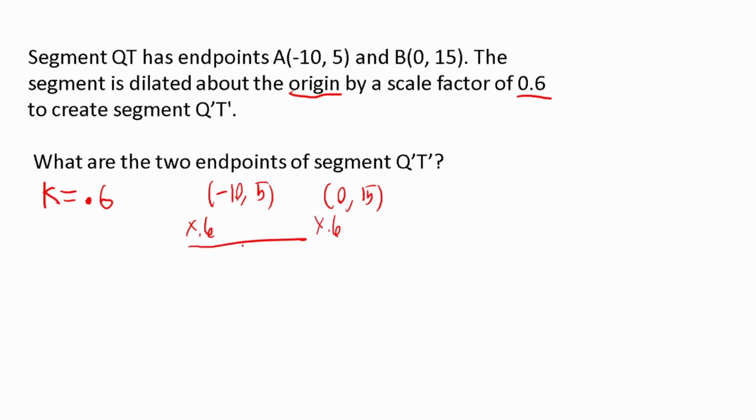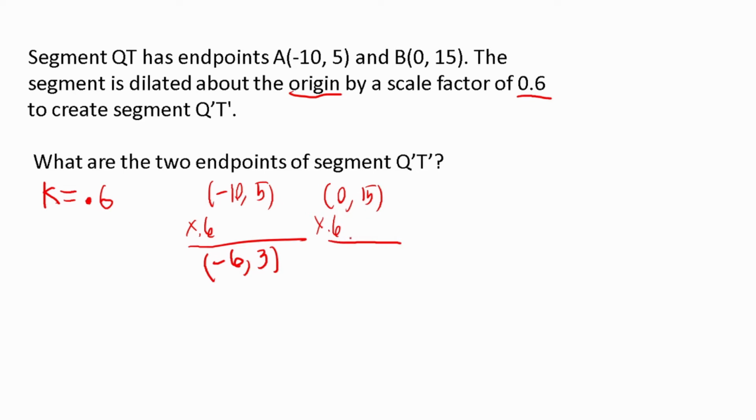So first up, we're going to do -10 times 0.6. Let me get on my trusty dusty calculator. 10 times 0.6 is going to give me -6, right? Because a negative times a positive is a negative. And then 5 times 0.6 is going to give me 3. Boom, boom. So our first coordinate is (-6, 3).